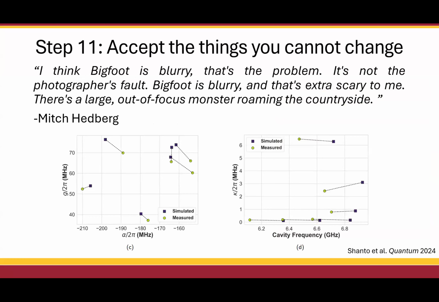Like any millennial, I think only in terms of memes and quotes. This is one that comes to mind a lot. This data down here is from Shanto's squads paper. This is 6 qubits and 6 resonators on a chip, simulated values of the anharmonicity and the qubit resonator coupling, the resonator frequency and the resonator line width, compared to the measured values. And, you know, they're close, but they're not the same.